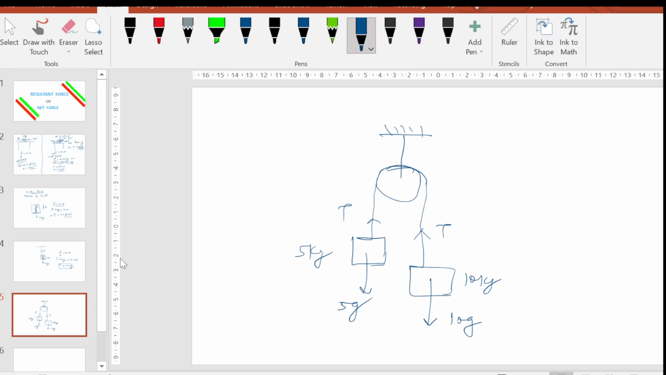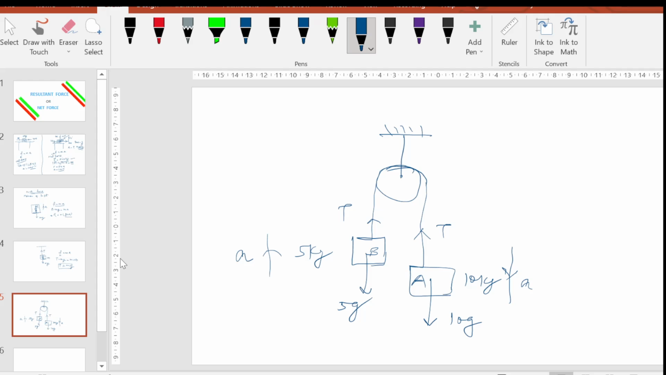Finally, suppose this object is not stationary, it is moving. In which direction will it move? Because 10 kg is larger, it will move in the downward direction. Suppose it moves with acceleration a. We have to write the equations of these two blocks. If one is moving downward with a, then naturally the other will move upwards with acceleration a, because they are tied with the same string. Suppose this is my block A, and this is my block B.